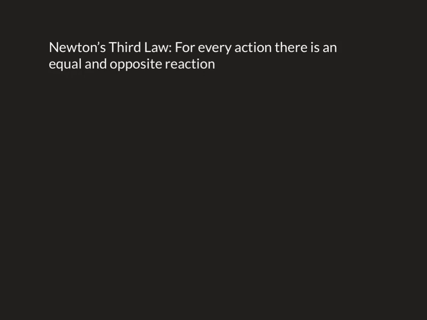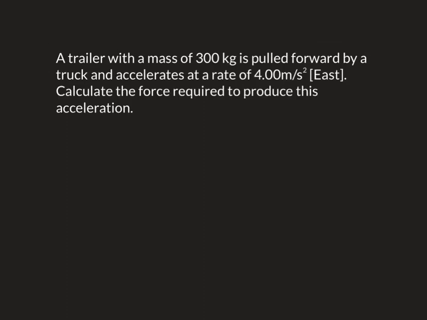All right, let's look at some example problems using Newton's second law, looking at that F equals ma formula. So we're going to do a couple example problems. These are all on page 3 of your new booklet at the top there where it says model, right? So the first one here says a trailer with a mass of 300 kilograms is pulled forward by a truck and accelerates at a rate of 4 meters per second squared east. Calculate the total force required to produce this acceleration.